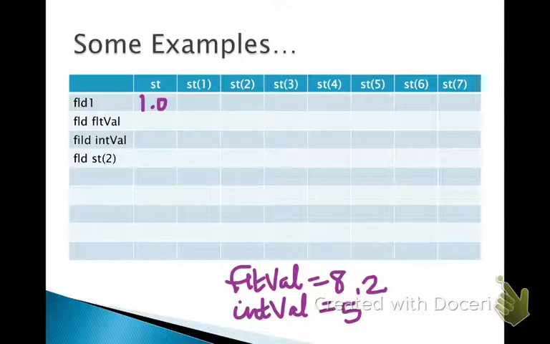So when we say float load, this floating point value is going to push that value from memory onto the stack, 8.2, and it will push everything else down. Same as with integer load. This is going to load the integer value 5 that is promoted to a floating point value, an 80-bit floating point value, pushing everything else down on the stack.